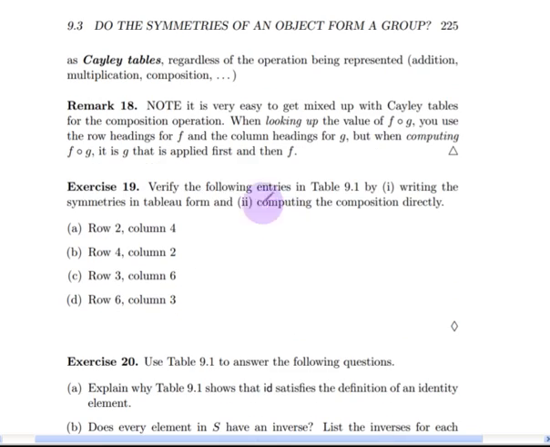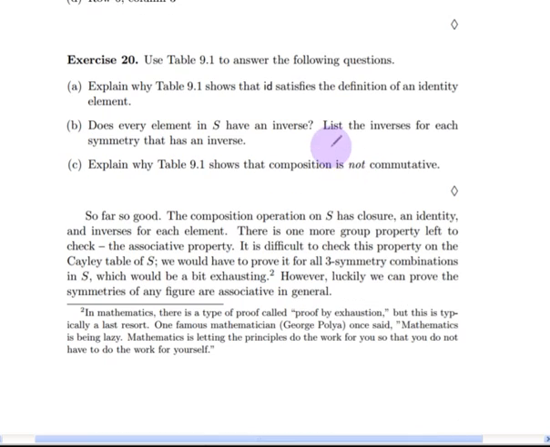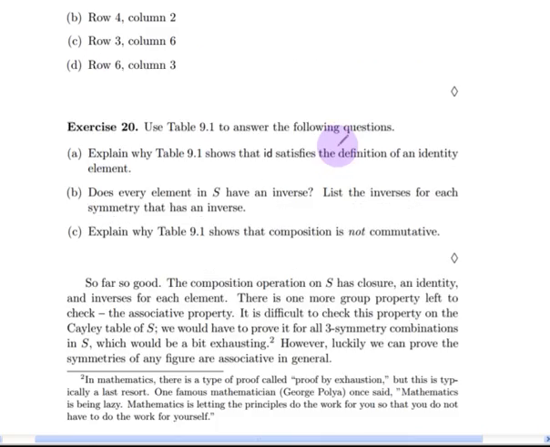All right, so this makes the point that when you compute the entries of the Cayley table, you're looking up F composed G, but when you compute, you start with G and then do F. Hopefully the example I worked out for you illustrates what you're supposed to do. All right, so some exercises to investigate this table. And this is called a Cayley table.